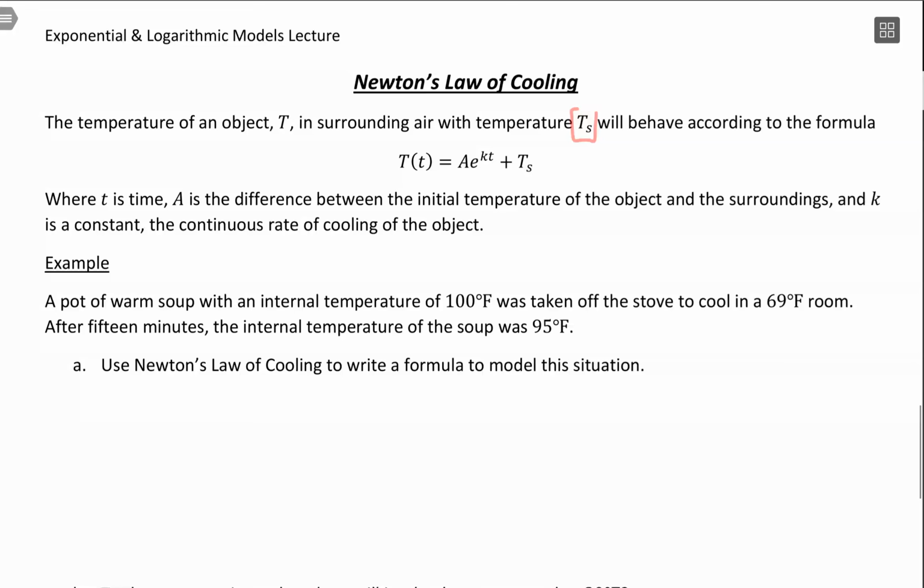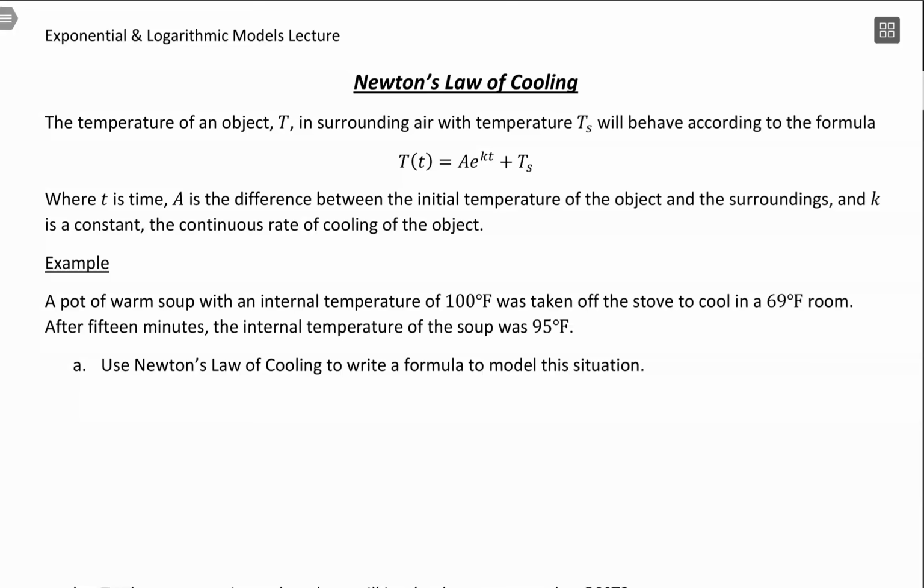This T with the subscript of S is the surrounding air temperature, or you could think of it as like the room temperature. And then we have time passing, so it's time passing and the temperature is changing. A is the difference between the initial temperature of the object and the surroundings. So it's going to be a difference of where that temperature started and essentially what it would be decreasing down to. And then K is a constant that we'll often have to solve for based on the circumstances.